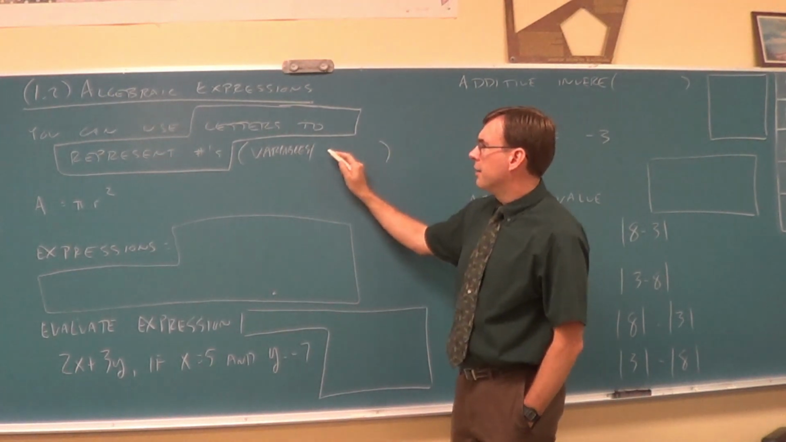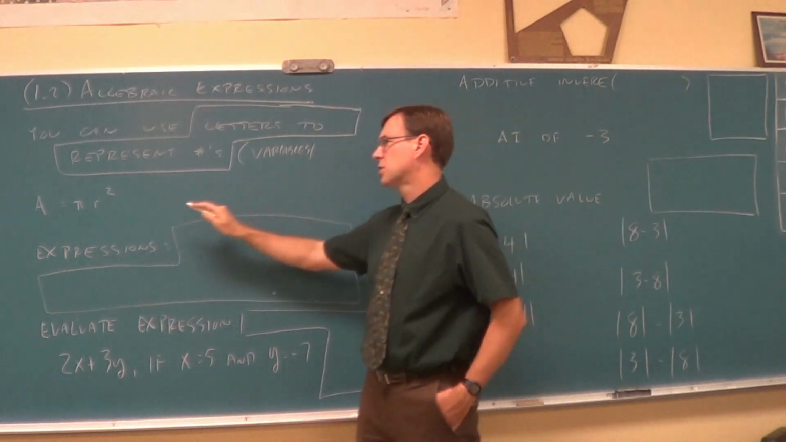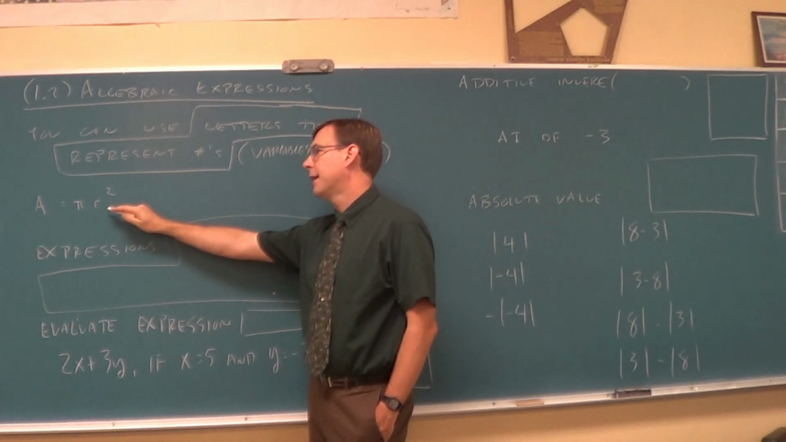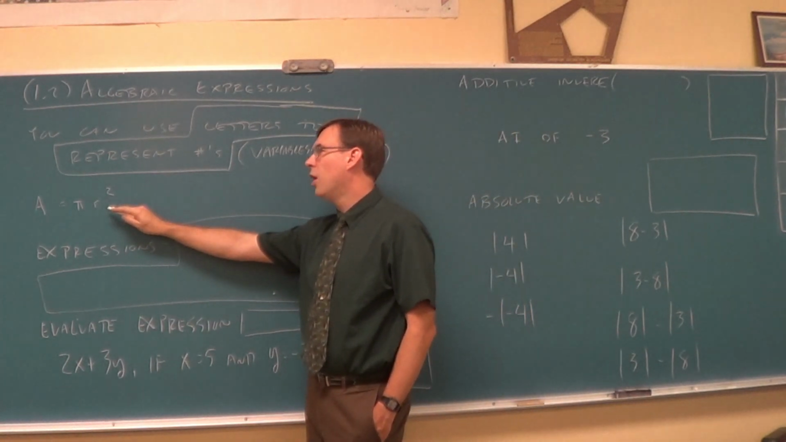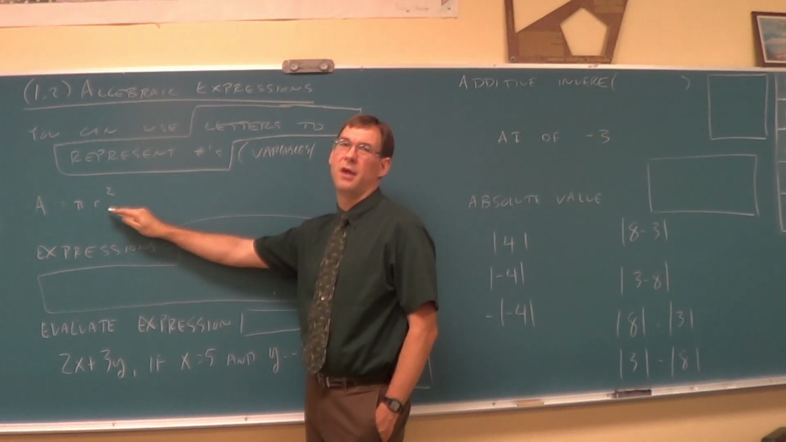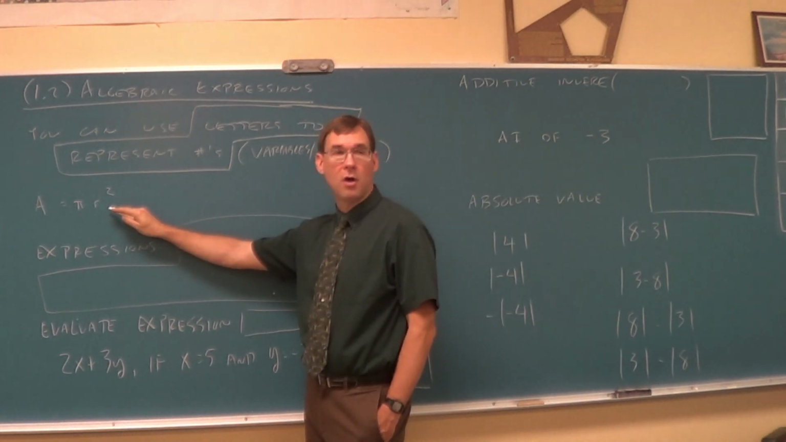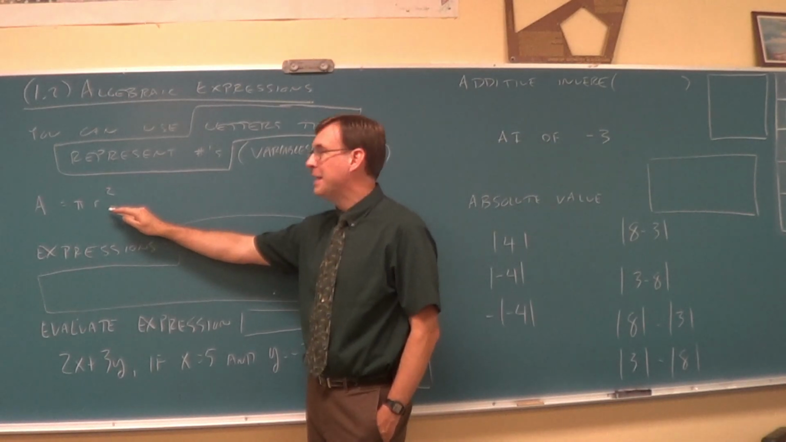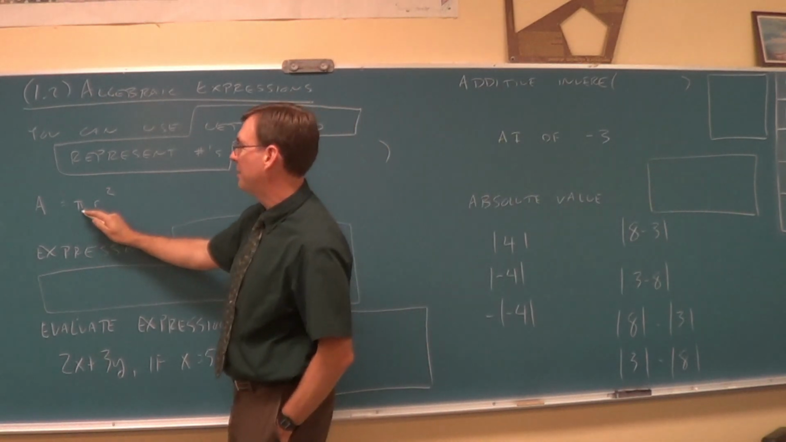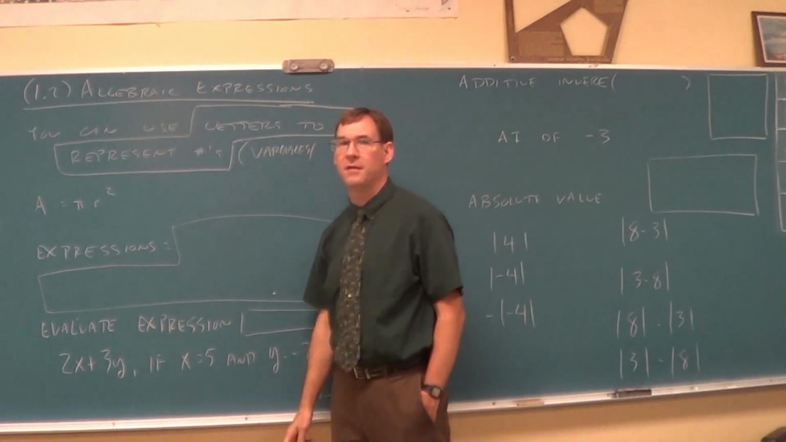Not all letters are variables. So here's a thing with a bunch of letters in it. Not all of those letters are variables. Can anybody spot which one of those in here is not a variable, actually? R? No, the R is a variable. The A is a variable. So by process of elimination, the pi is not a variable.